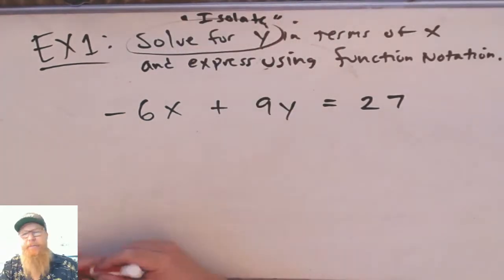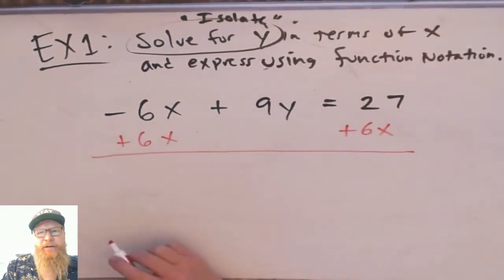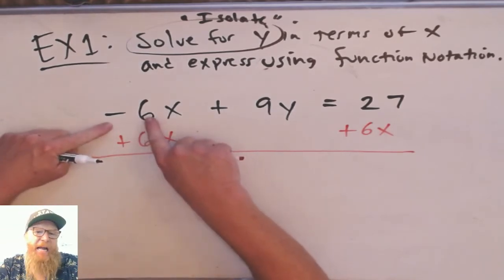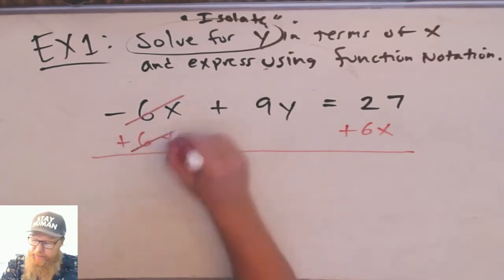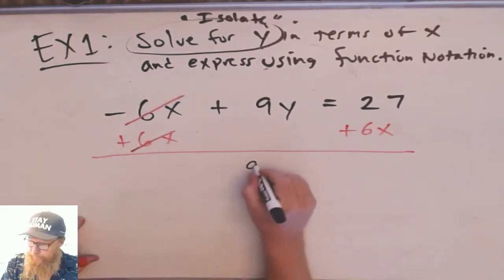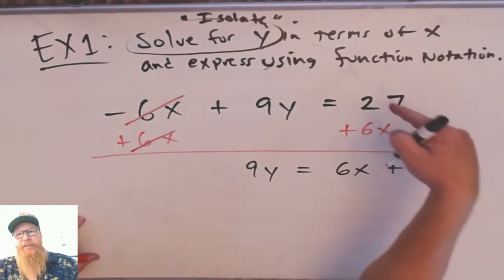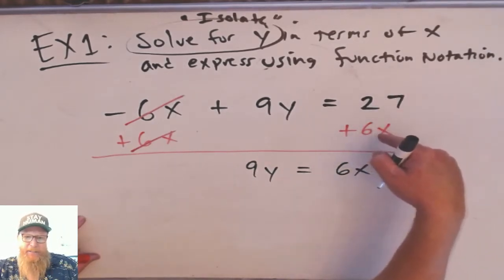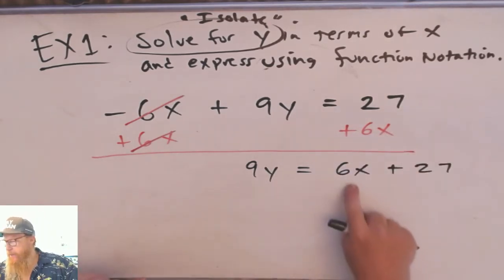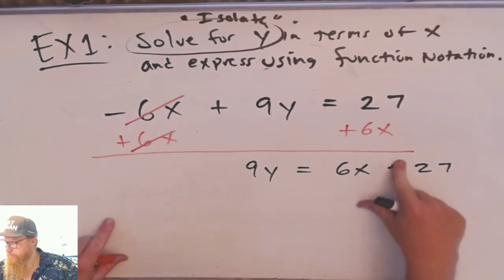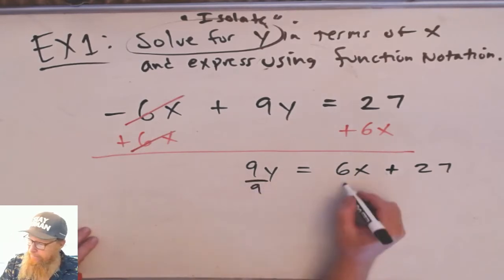So we want to get the y by itself, so we're going to add 6x to both sides. That's because the 6x is already negative. Again, if the 6x were a positive, then I would subtract it. Just the opposite principle. Notice the way I write it. I don't write it as 27 plus 6x, because that's not the form we're going for. So we have a target in mind. We're going to write it as 6x plus 27. And then we're going to divide everybody by 9.